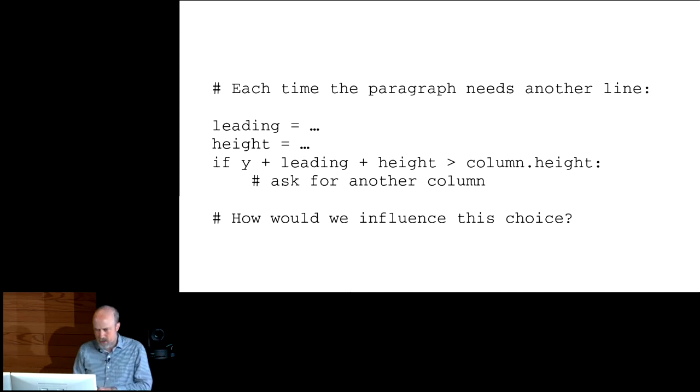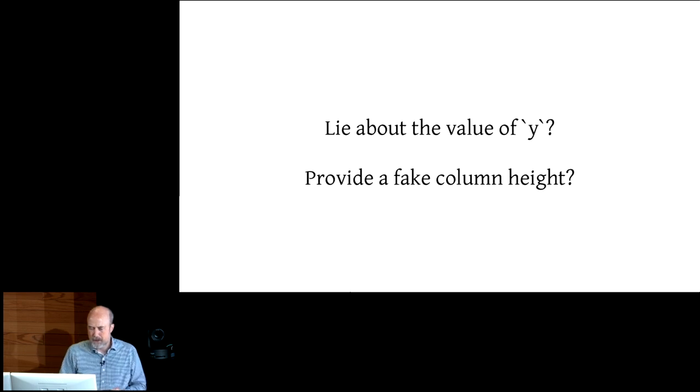I went and looked at the inside of the paragraph, and each time the paragraph needs another line, the leading, the height, adds them together, compares them to the column height, and it's that trigger, I need so much space and it's not available, that convinces it to ask for another column. How could we influence this choice? Well, I could lie about the value of y. I could create a line object that I pass it that has a y that's a little bigger than it should be, so that the paragraph will run out of room early, but then I'll have to go and fix all the line objects it returns to be back up where they belong on the page. I could make a fake column object instead of the real column object that's a little shorter than normal, and thus force the routine to move to the next page early.